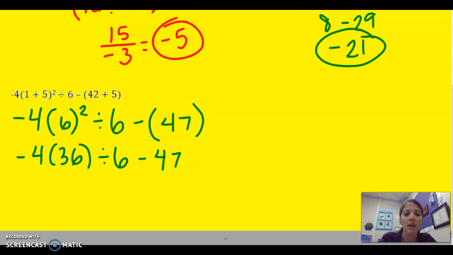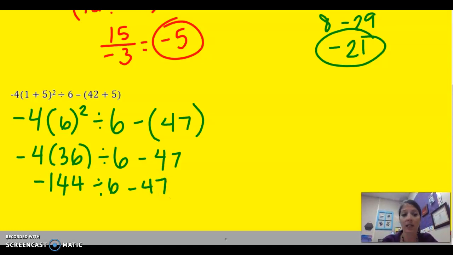So then I need to multiply and divide from left to right. I know that 36 times 4, if I think 4 times 30, that's 120, and 6 times 4 is 24. So 120 and 24 gives me 144. So that's a negative 144 divided by 6 minus 47.